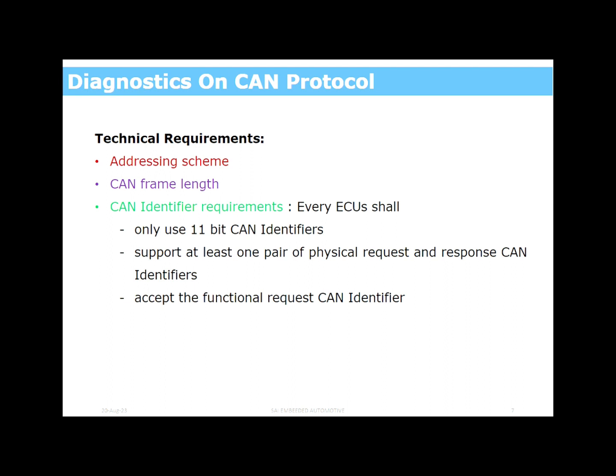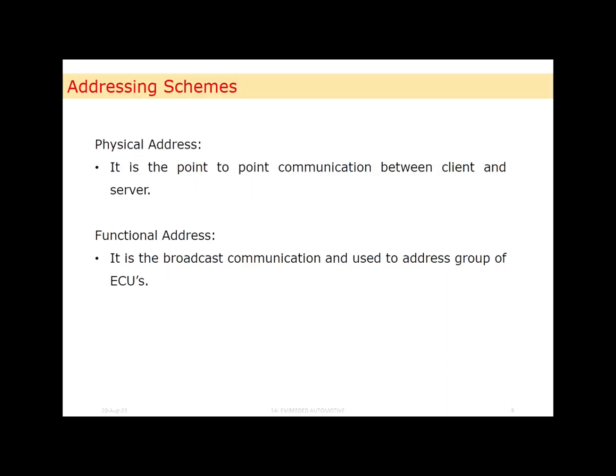So the basic principle: in a diagnostic, how many types of addressing modes are there? Two types of addressing modes are there. What is an addressing mode, and why are we using it? Because addressing modes define how many ECUs we need to connect. For example, if I want to communicate with a single ECU, I can go with the physical addressing mode. And if I want to communicate with multiple ECUs, I can go with the functional addressing mode. Physical addressing mode is point-to-point communication between the client and server. Functional addressing mode is broadcast communication and is used for addressing a group of ECUs.